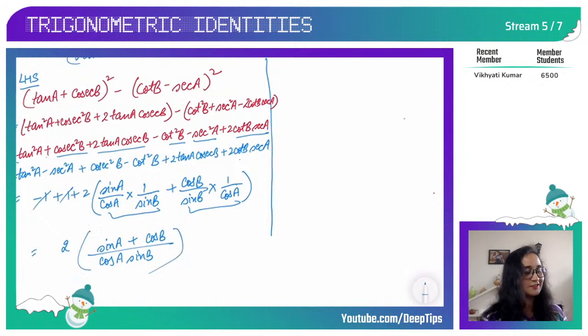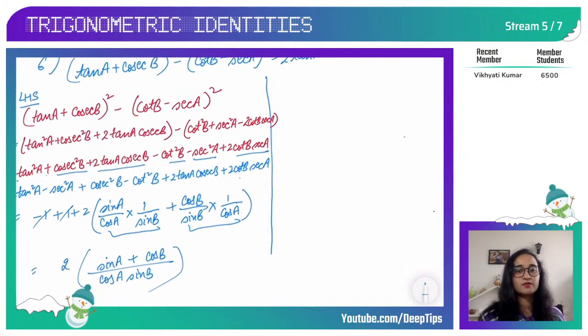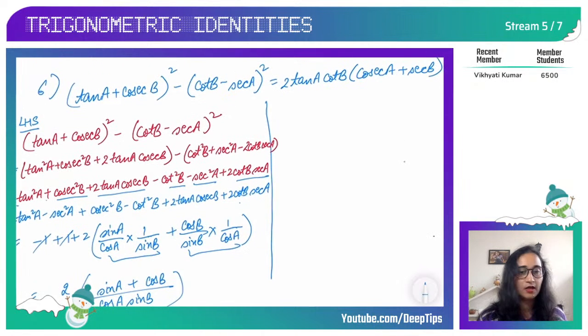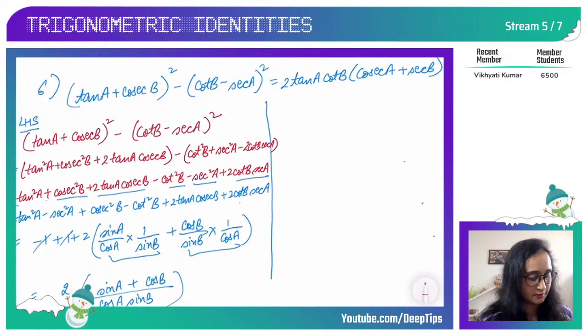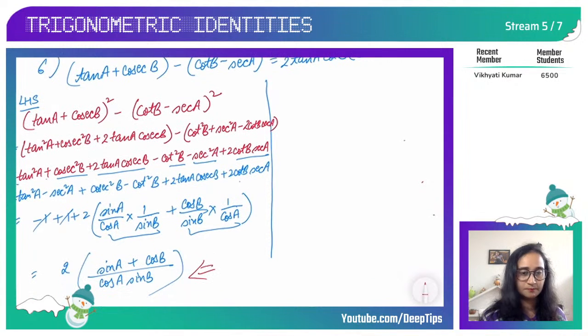So I have reached somewhere, but I am still lost, because this is not something that I desired, because my RHS is completely different and I have reached sin A plus cos B upon cos A sin B. But don't worry, as I told you, these types of questions are supposed to be handled in a different way. So now let's begin our journey in the RHS. Let's see what can be done in the RHS. Do we get somewhere close to what we got here?